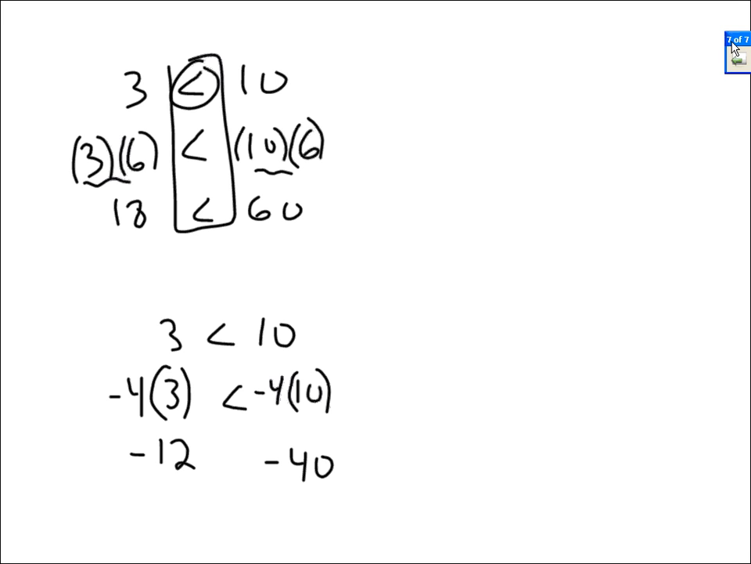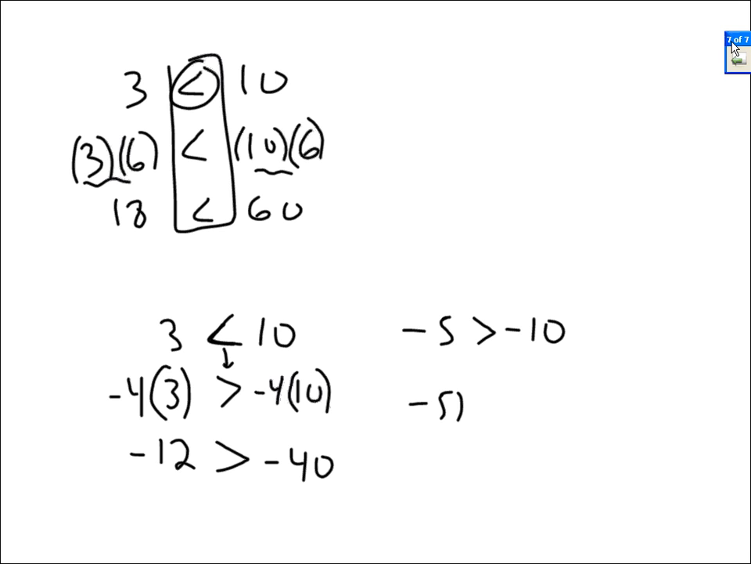Remember, the arrow should point to the smaller number. Like between 3 and 10, 3 is smaller. So the arrow points to the smaller one. But you know what? Negative 40 is smaller than negative 12. The sign changed. When you multiply by a negative number, the sign changes, even if both numbers are negative. Negative 5 is bigger than negative 10.